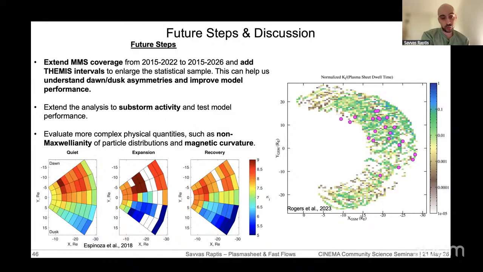Hopefully, we'll be able to do similar modeling to understand substorm activity during quiet times, which is more relevant to the CINEMA mission, and also potentially get a functional model that can be used for more complex physical properties, such as, for example, the non-Maxwellianity parameter, or the kappa, if you fit a distribution to it, or things like magnetic curvature, as it was done statistically for the MMS one.